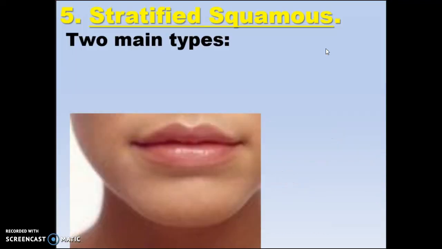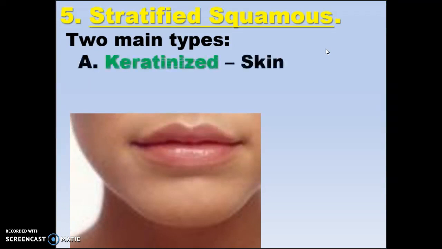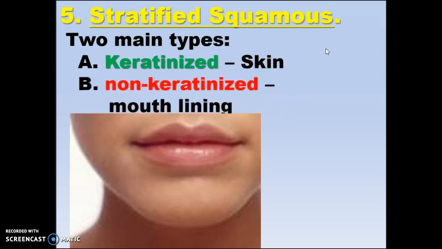Stratified squamous epithelium. There's two main types. The type on the outside we call keratinized. It's the stuff exposed to the dry air, so it needs to form a bunch of locking cells to keep the body from losing a lot of water, because it's full of keratin protein. Then there's the stuff inside called the non-keratinized.